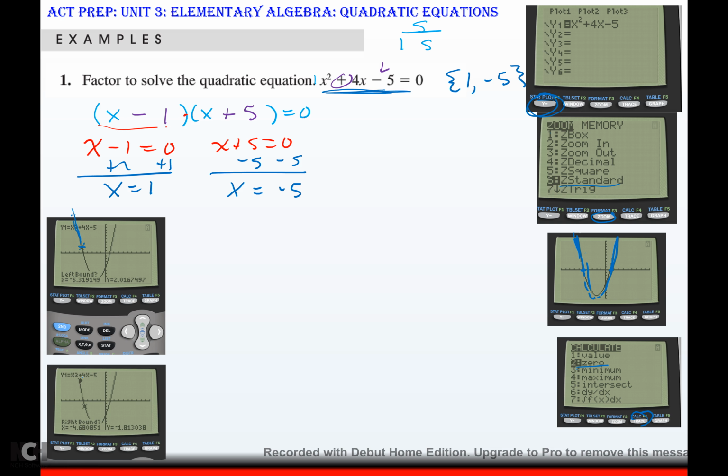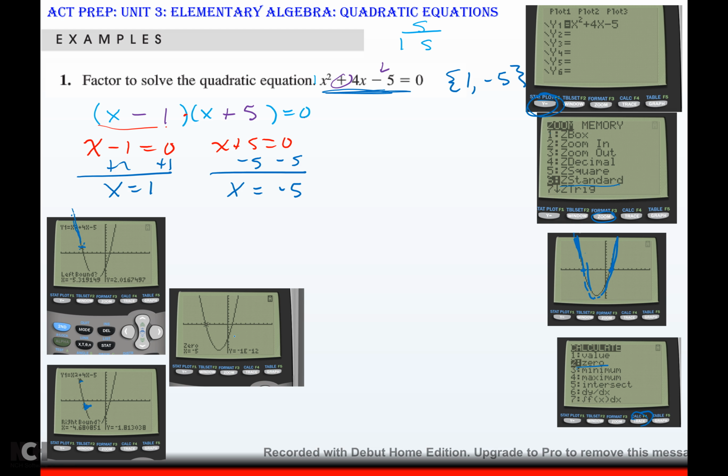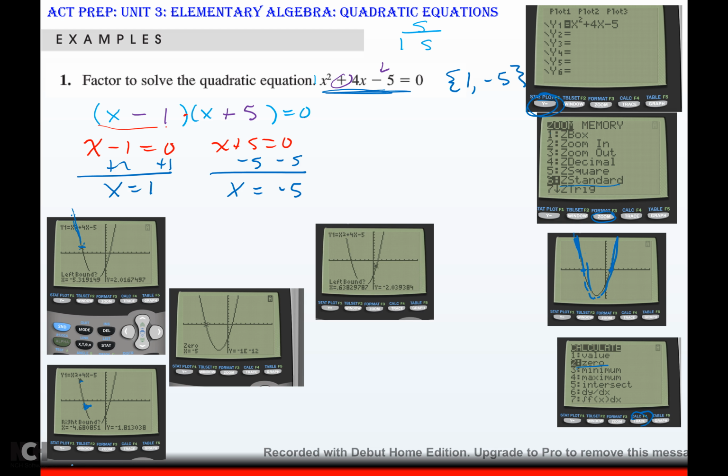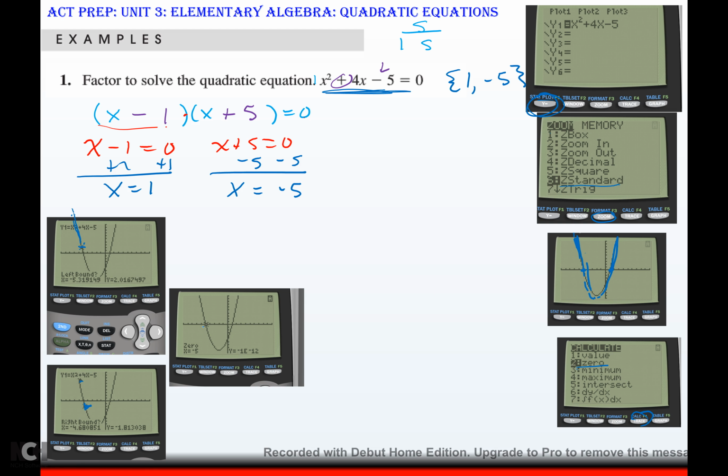Then it's going to put a little arrow there for where you hit enter, and then it's going to ask you for your right bound. What that means is you want to go past the x-intercept and stop. I didn't go very far past it, and I hit enter for my right bound, and then hit enter. Then it's going to ask, do you want to guess? No, we don't want to guess. Hit enter one more time, and you can see that the 0 is at -5. When you get an x-intercept, y has to be 0. So that ordered pair would be -5, 0.